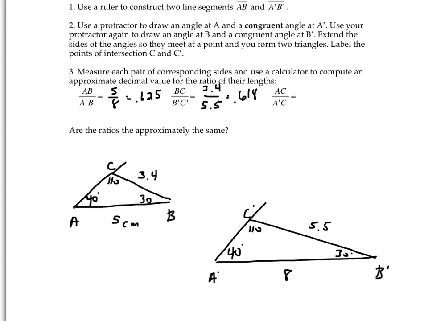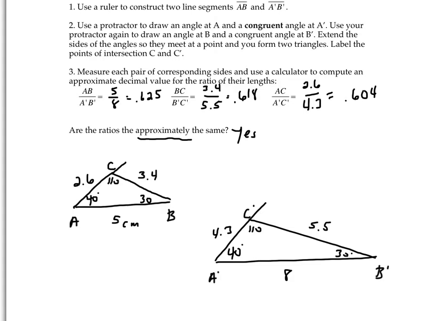Finally, for AC, I had a measurement of 2.6 centimeters, and A prime C prime was 4.3. And when I compare those, I have 2.6 divided by 4.3. It works out to be approximately 0.604. Now, they're not exactly the same, and that could be because I measured quickly, or my use of the protractor might have been off a little bit. But are the ratios approximately the same? Yes, they are.